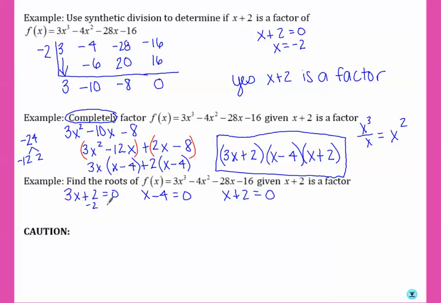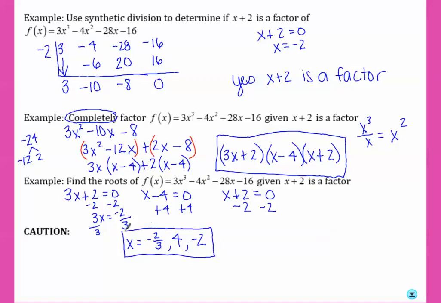So if we subtract 2, we have 3x equals negative 2. Divide by 3, we have x equals negative 2/3. Here we would add 4, so we get x equals 4. And here we subtract 2, so x equals negative 2. A good way of checking your work: you started with an x cubed, so you had 3 x's multiplied together, and we ended up with 3 answers.